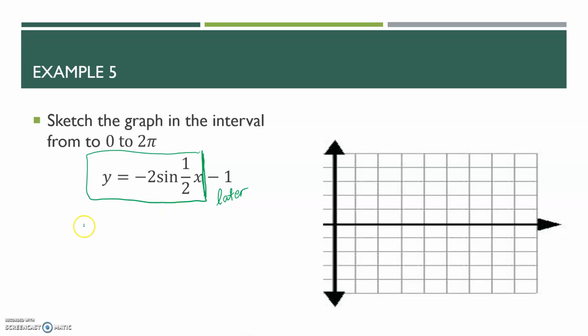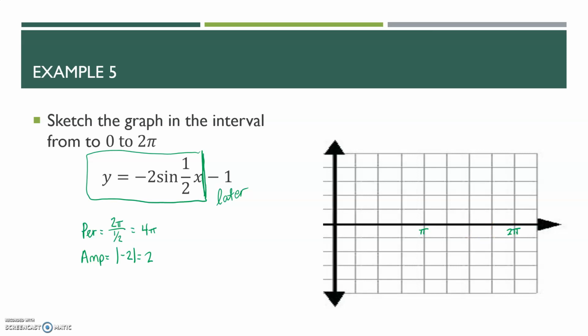So what I know about this equation is that the amplitude is the absolute value of -2, which is 2. And the period, since it's a sine function, is 2 pi over b. So that's going to give us 4 pi. Now, I'm only graphing from 0 to 2 pi, so I'm going to go ahead and put pi and 2 pi on the graph.